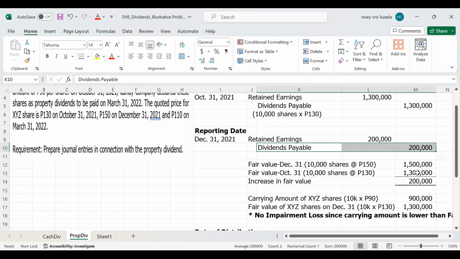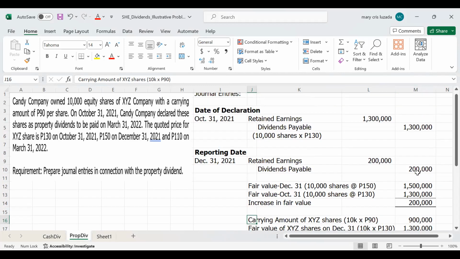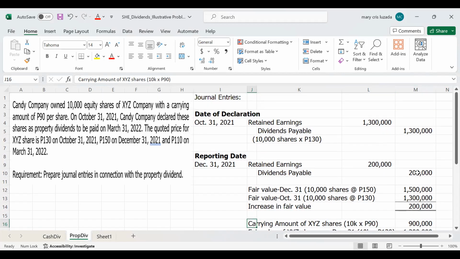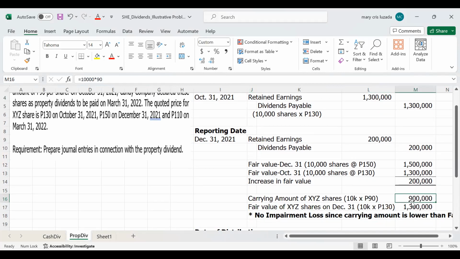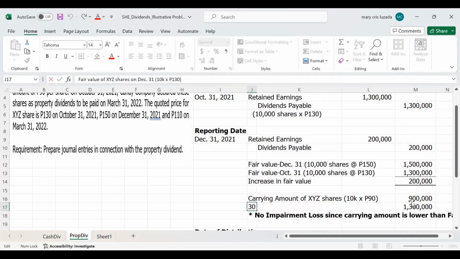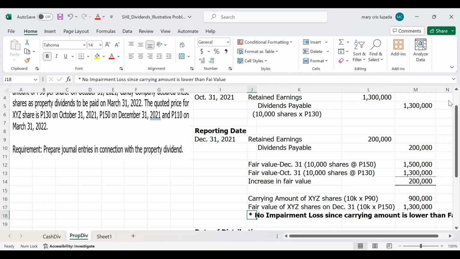Now, in terms of the non-cash asset, how do we measure the non-cash asset that we will pay as dividends? You compare the carrying amount. In this case, the carrying amount is 90 per share times 10,000, so that's 900,000. Compare it to the fair value of XYZ on December 31, which is actually not 130 but 150. So this should be 150 pesos.